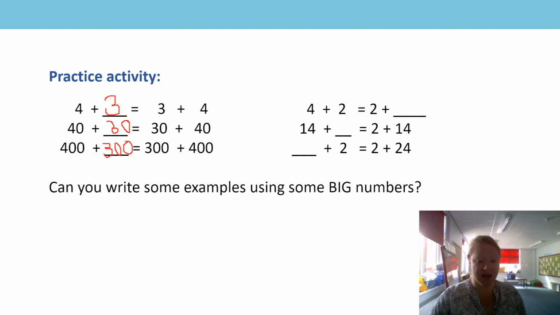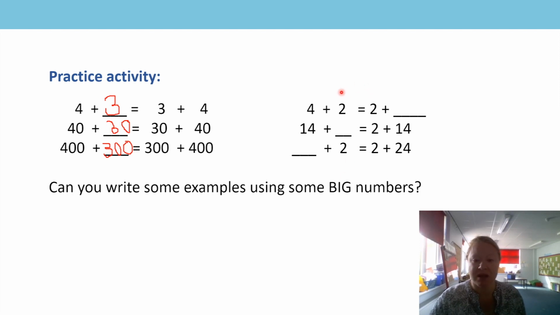Now on the other side, here, we have our missing numbers in different places. Did you spot that? Here, they were all in the same place. Here, there's one missing here, there's one missing here, there's one missing here. Can we still use our same generalisation? We can, can't we? It just has to be balanced. It has to have the same value on each side. So let's have a look.